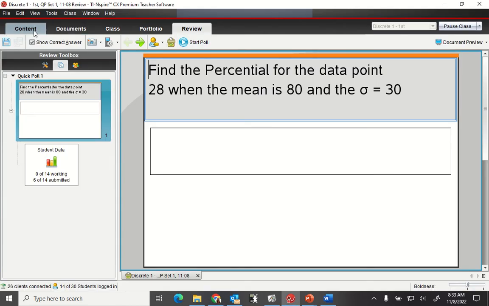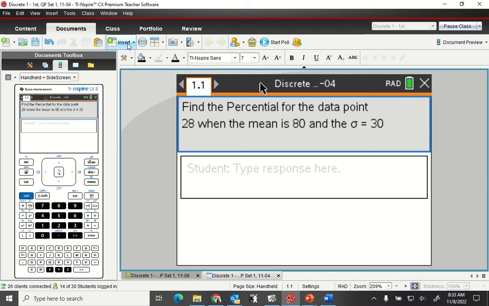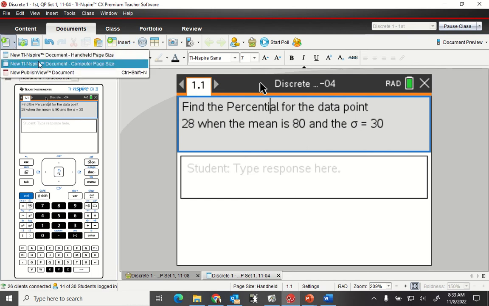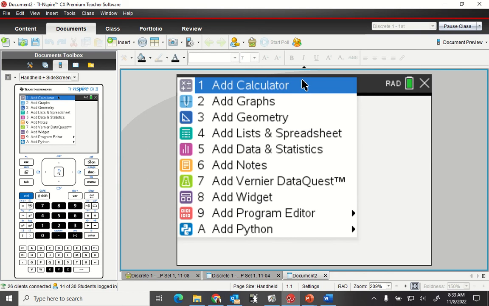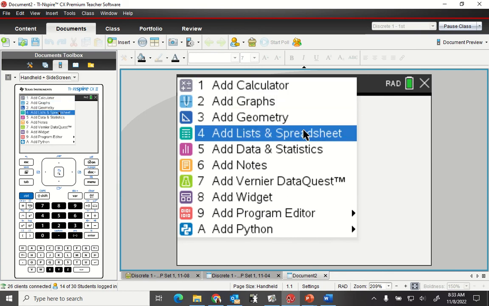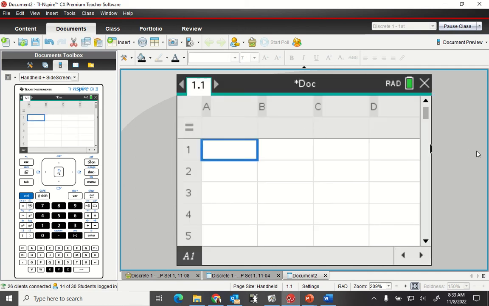All right, so I am going to go to a new document. On mine, I have to go to document, and there we go, new document. So Home, 1, Lists and Spreadsheets is what I want. Right, Roman? Did you write that down? So we're back to Lists and Spreadsheets.